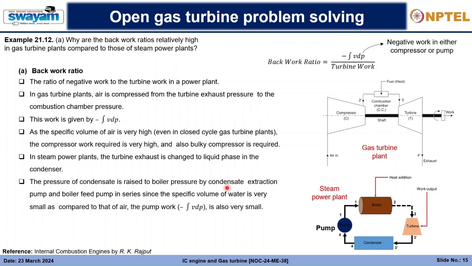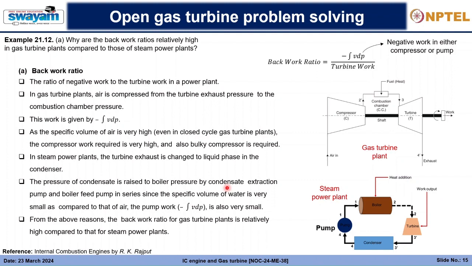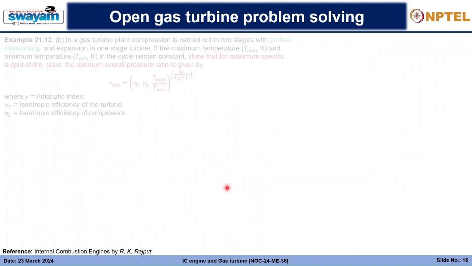So that's why, for these reasons, the back work ratio of gas turbine plants is relatively high compared to the steam power plants. So that was the concept behind the back work ratio, and we require a very low back work ratio in order to have higher efficiency or higher specific work output.